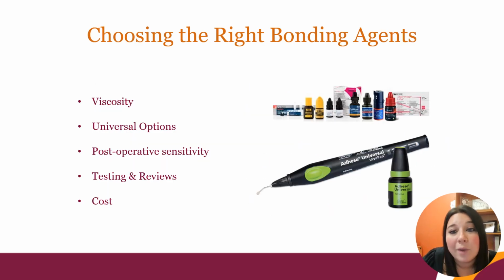So how do we choose the right bonding agent? We can look at viscosity. If the material is too runny, it can create control issues and run all over the tooth, and then you just have bonding agent everywhere. But on the other hand, if it's too thick, it can be difficult to thin out and cure, and even difficult to reach the microscopic areas of the tooth in order to create that good bond. There are universal options that include the etch, prime, and bond all in one unit, like the VivaPen. This can save time and money by eliminating the need for extra products, but it is very technique sensitive and can result in less than ideal bonding.